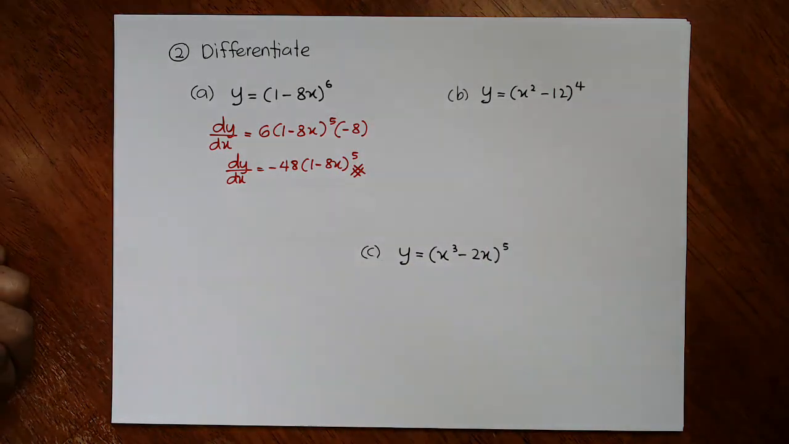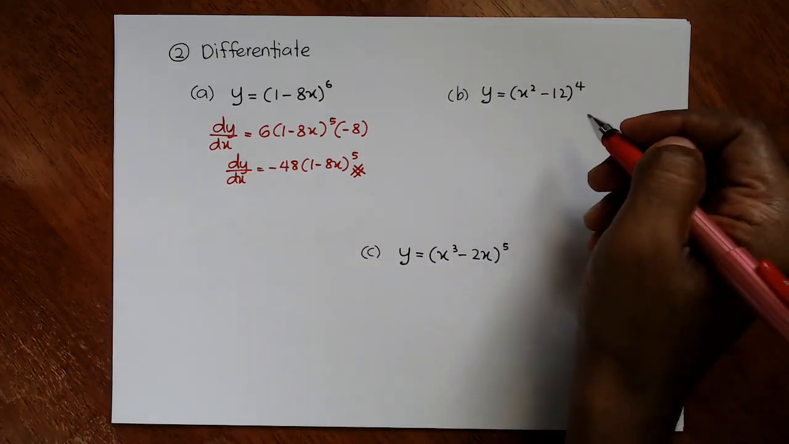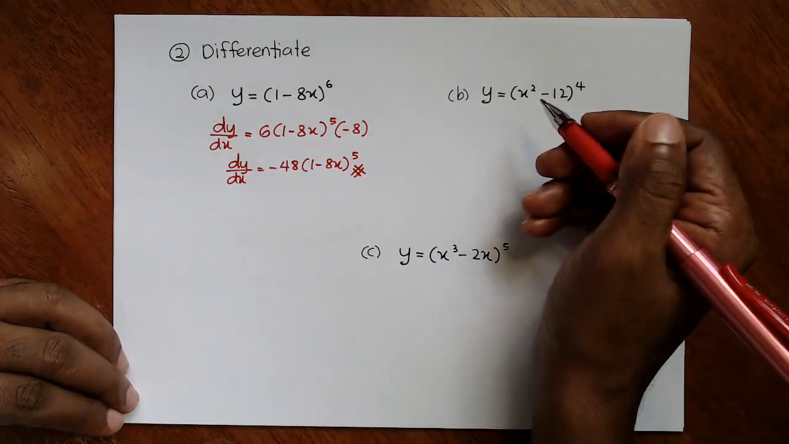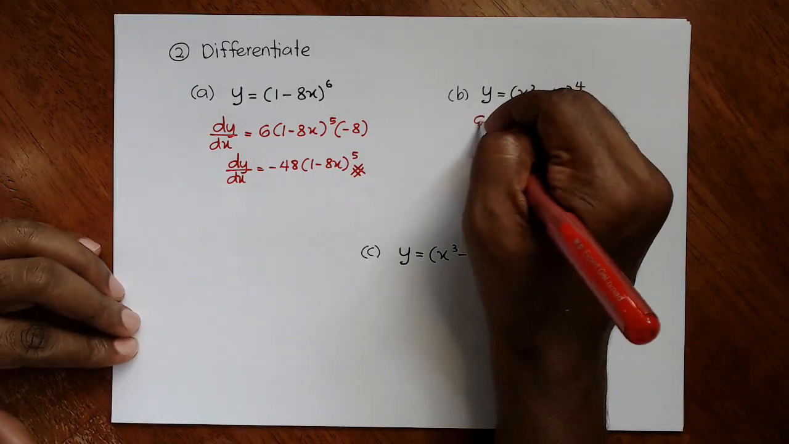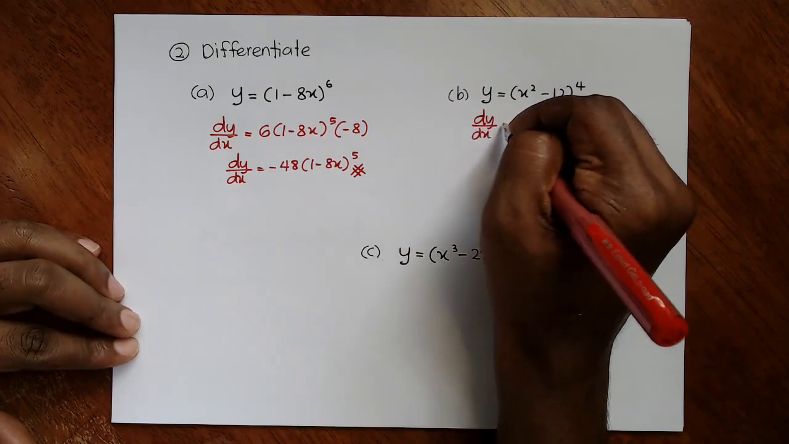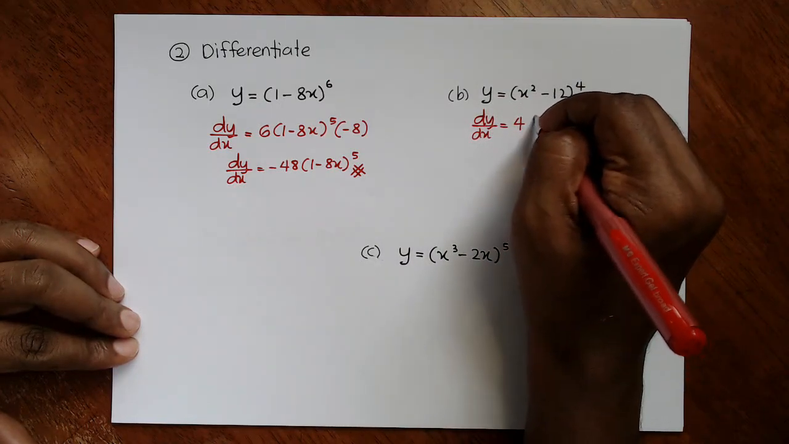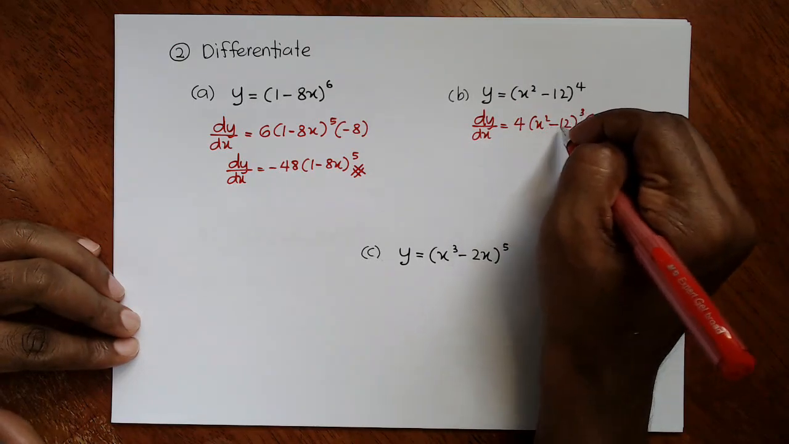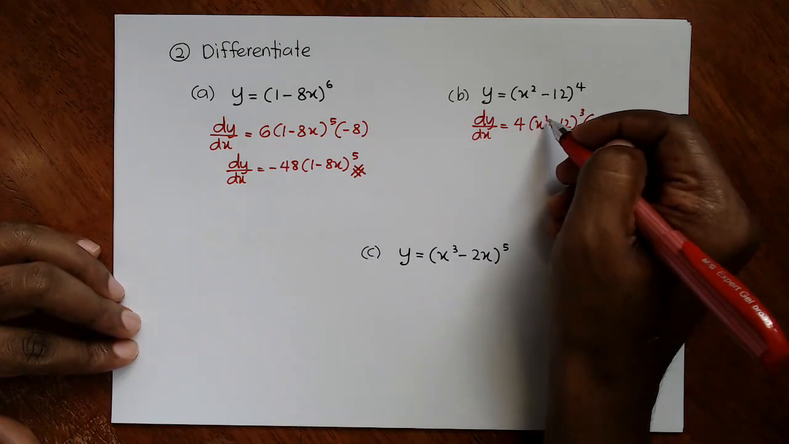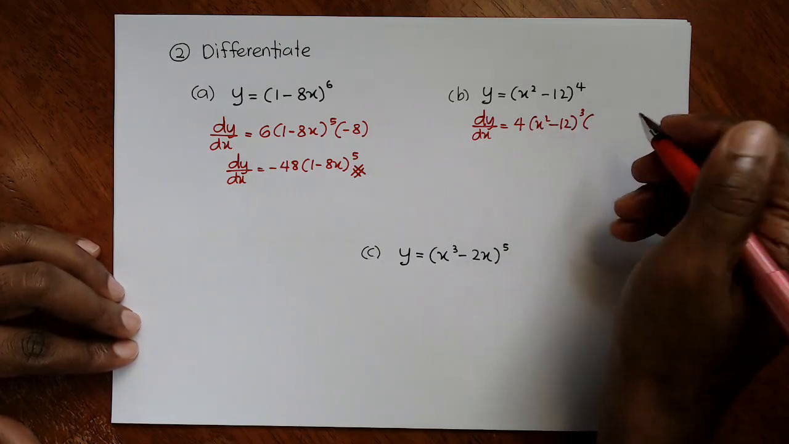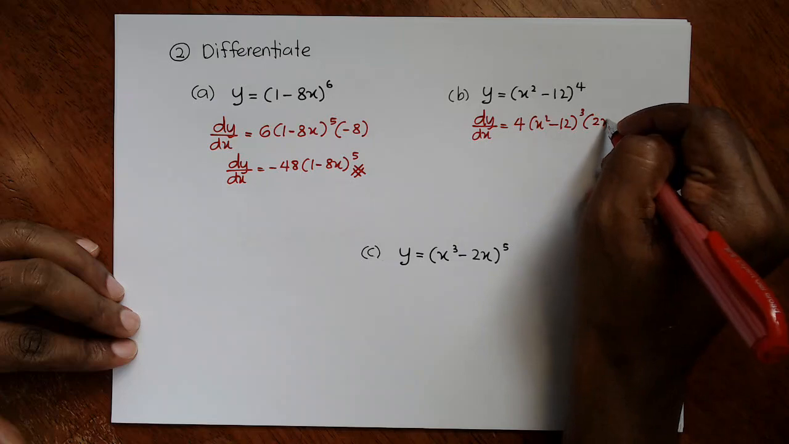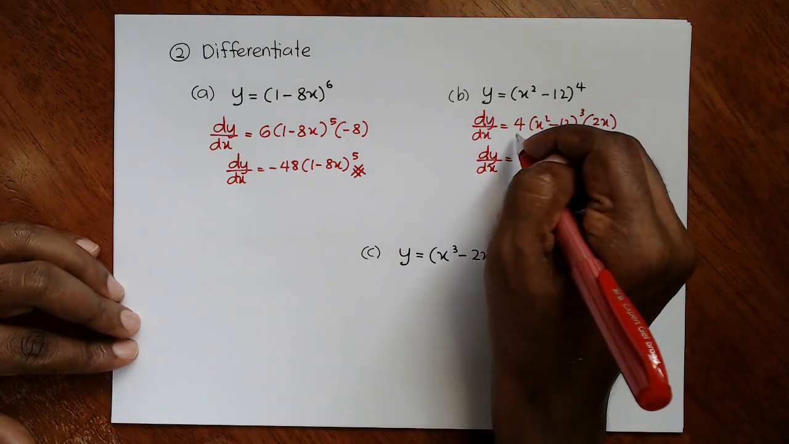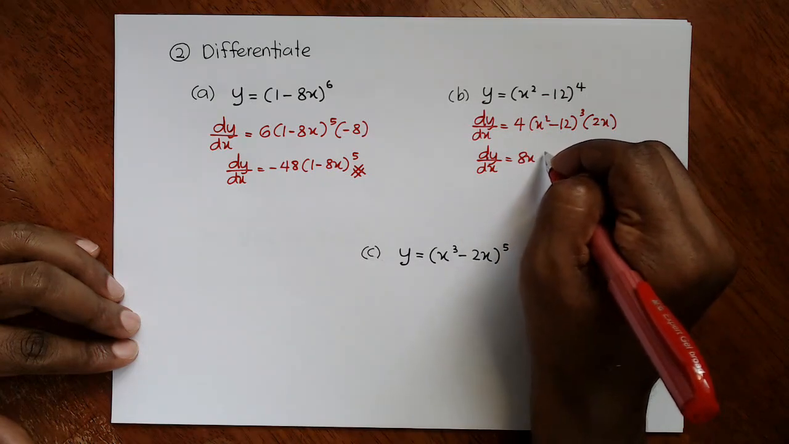Right, how about this one? Interesting, because we have x to the power of 2 inside. No worries, no problems at all. We straight away can do dy/dx, which will be equal to 4(x squared minus 1) to the power of 2, and then you differentiate the inside. When you differentiate x squared, you get 2x minus 0. So when you differentiate the inside, you actually get 2x. So what we get here is dy/dx equals 8x(x squared minus 1) to the power of 3.